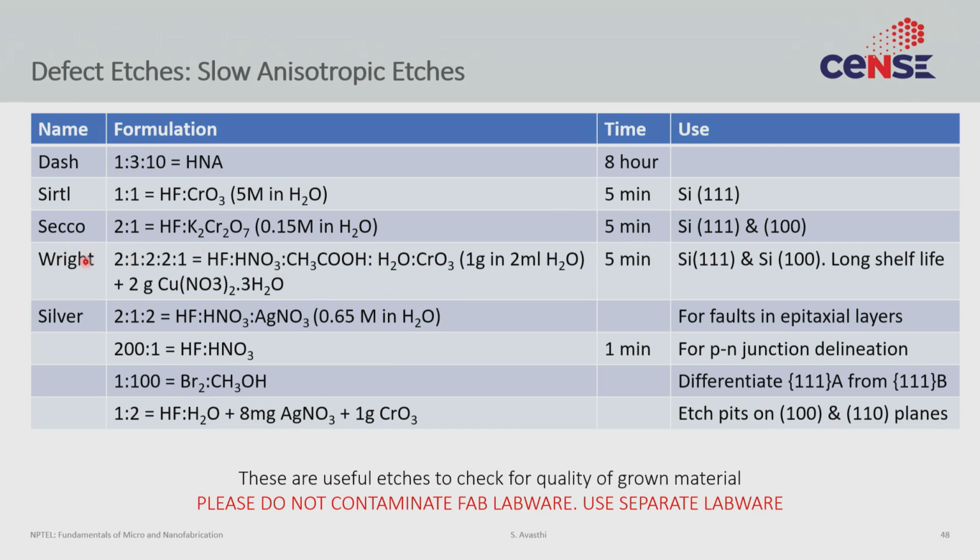So here's an example of a Wright etch. It also uses some copper nitrate. Now you can sort of see that some of these etches are fairly complex, right? It's very hard for you to identify what the mechanism is. There is some method in the madness, but by and large, defect etches become more art than science.